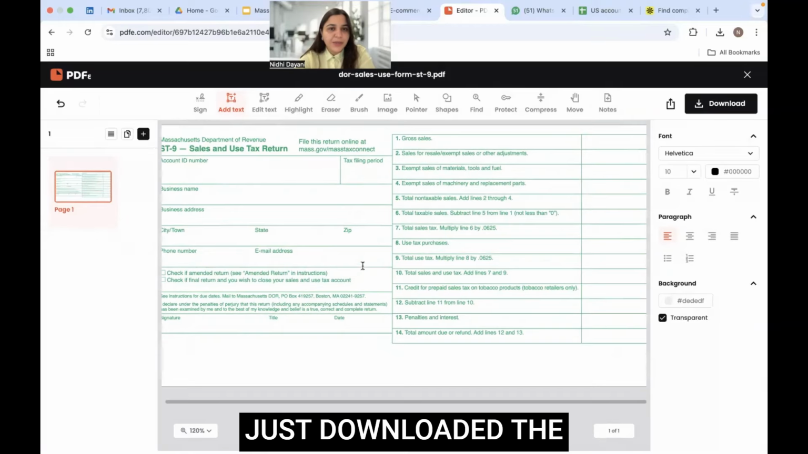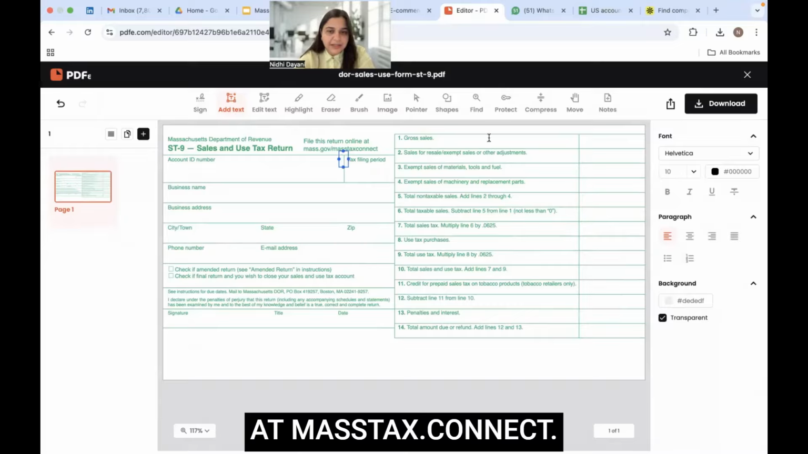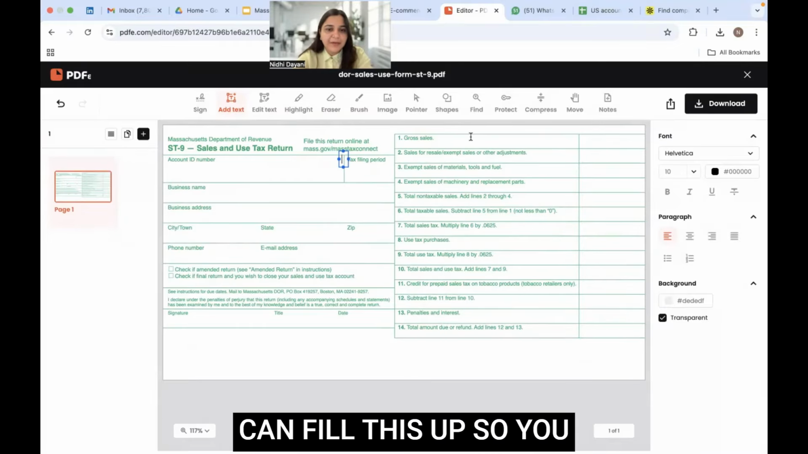Now, I just downloaded the ST9 form, and this is how it looks. It's pretty simple. You can also see you can file this return at mass.gov at Mass Tax Connect. Now, because this is a PDF, I have uploaded this in a tool so that I can fill this up.